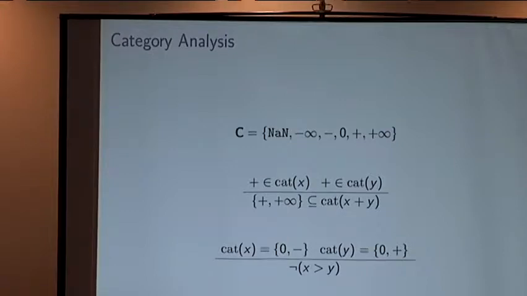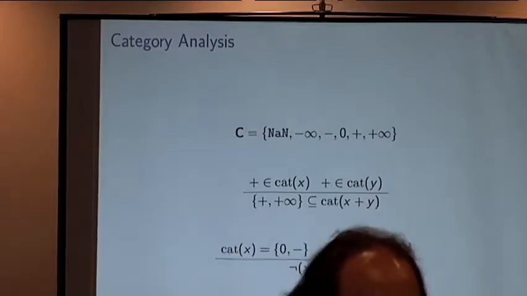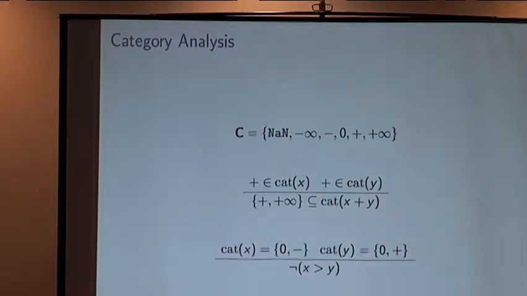We establish a set of rules which are used to derive the category set for any given floating point expression, such as if x and y are known to be positive, then the result is going to be positive or positive infinity, in case you have an overflow condition. And we use those rules to say things like, if we know that the left-hand side of a greater than comparison is 0 or negative, and the right-hand side is 0 or positive, we know that x is greater than y is infeasible.